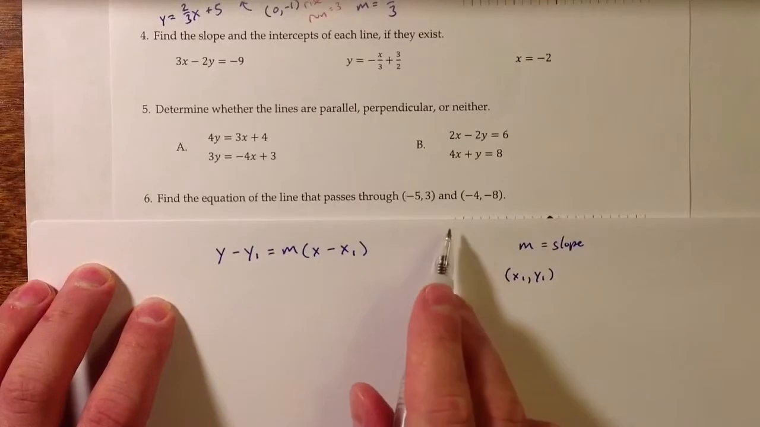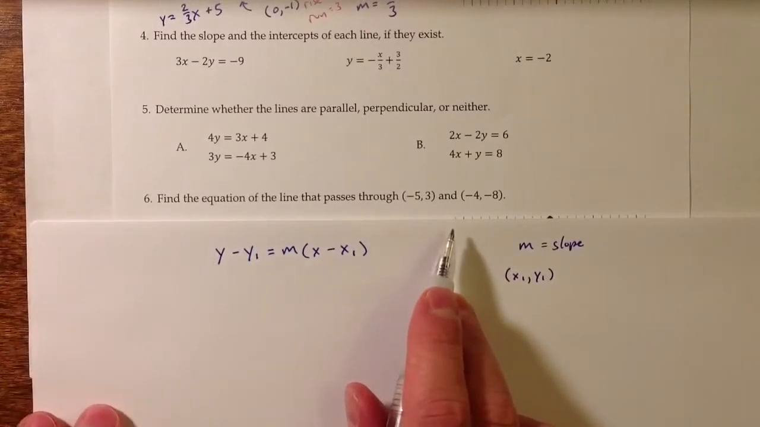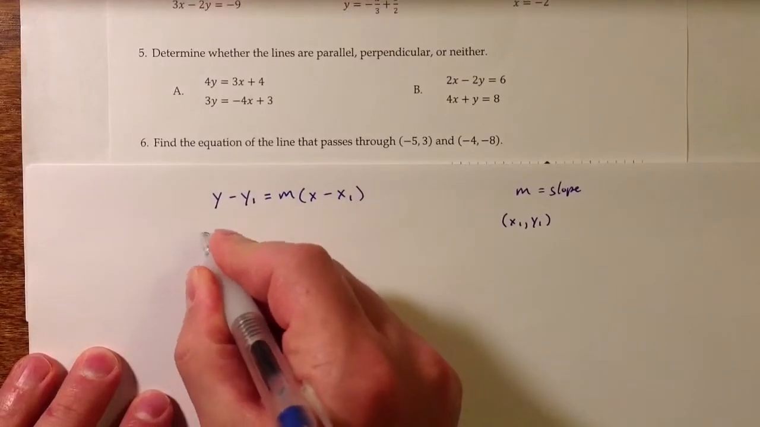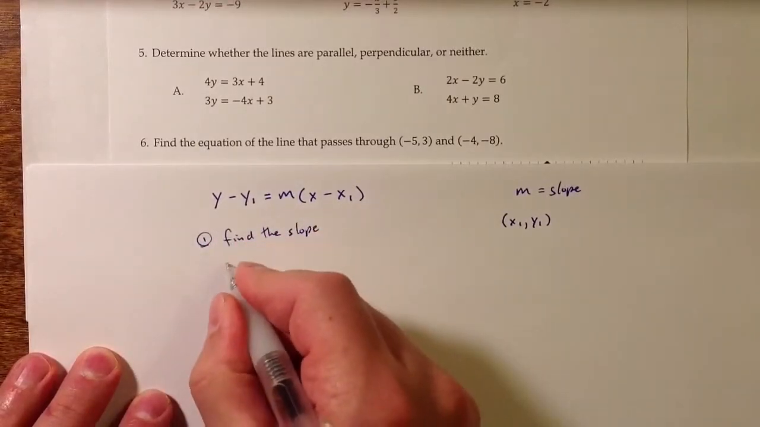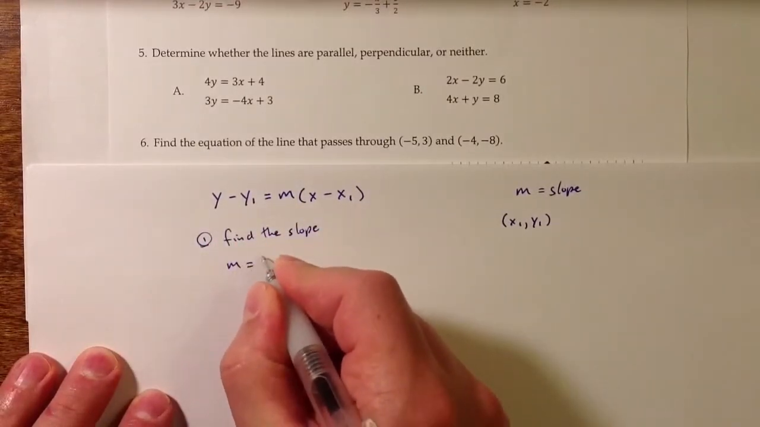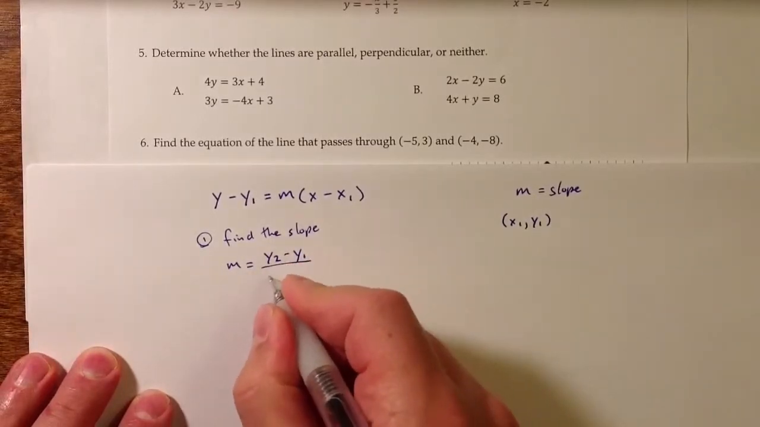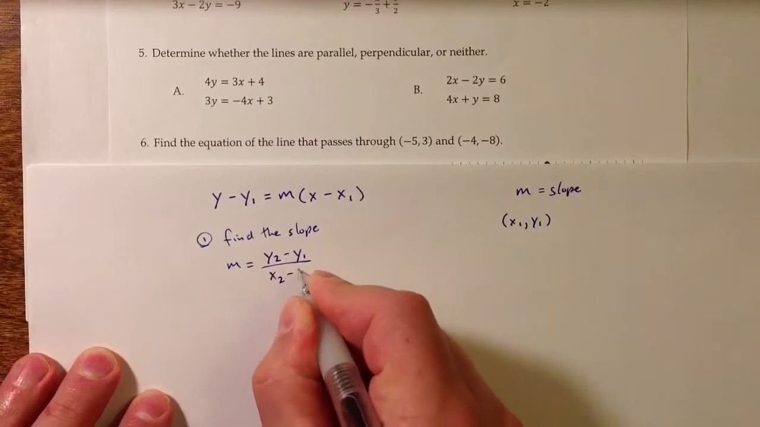So for this problem we don't have the slope given to us, so I need to find the slope. That's our first step. And so I guess I do also need the slope formula. These are two formulas that you're going to want to know.